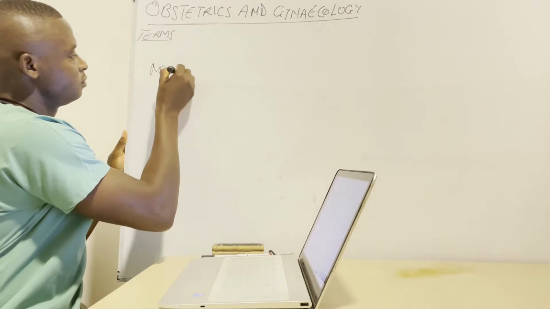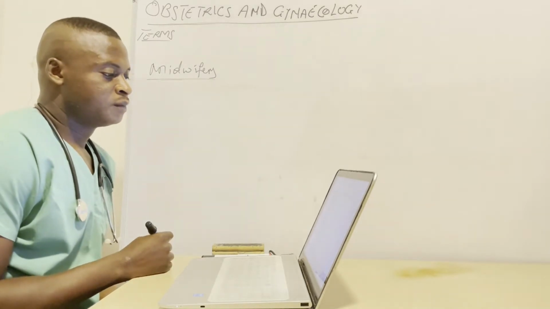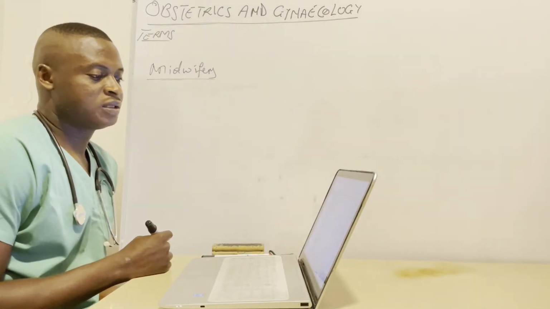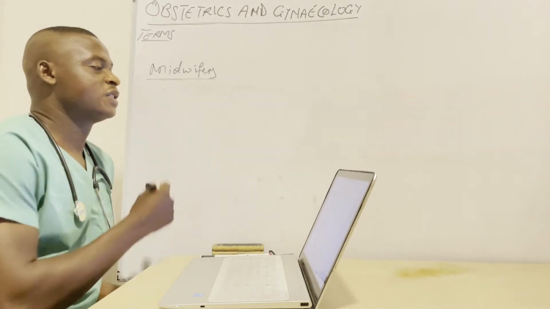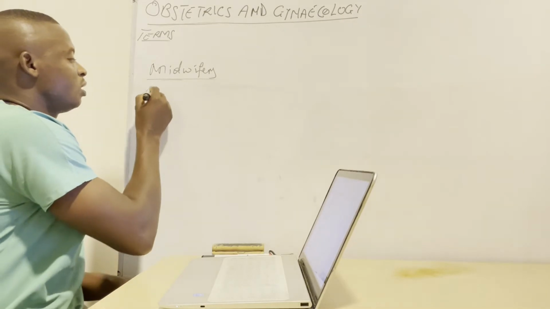All right, the first term we will look at is midwifery. This is the care dealing with childbirth, including pregnancy, labor, and puerperium. So midwifery simply means the care that is given to a pregnant woman throughout the pregnancy period, through labor, and also throughout the puerperium stage. Shortly you will know what the puerperium stage is. That is the afterbirth.